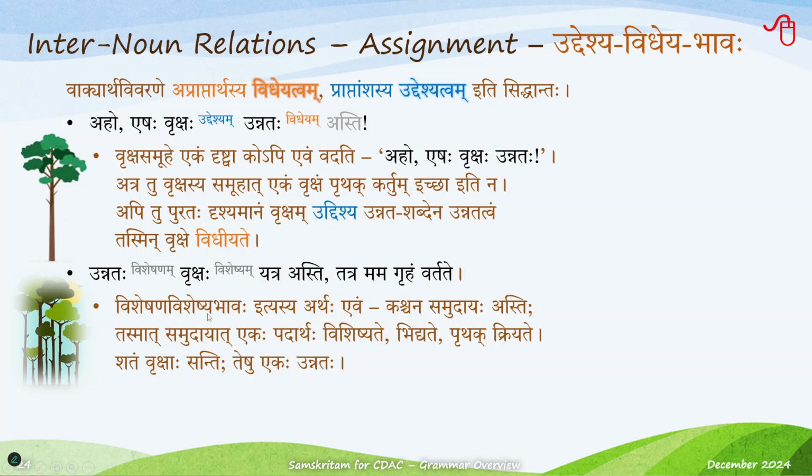विशेषण विशेष्य भावः इत्यस्य अर्थः एवं कश्चन समुदायः अस्ति तस्मात् समुदायात् एकः पदार्थः विशिष्यते भिद्यते पृथक् क्रियते शतं वृक्षाः सन्ति तेषु एकः एव उन्नतः स्यात् अतः उन्नतः वृक्षः इति स्वीकृतमस्ति. There is no vidheya, there is a known fact that it is a tall tree and we are using that fact. Here there is a vidheyaka bhava, yeshah vrikshah unnatah asti, like that. Did you see the quality difference in the unnata shabda there and here?